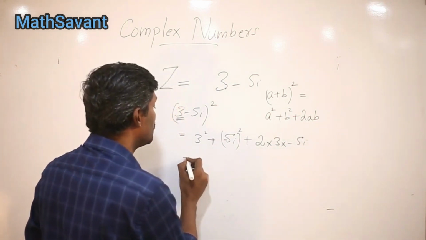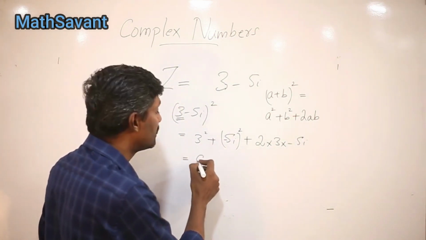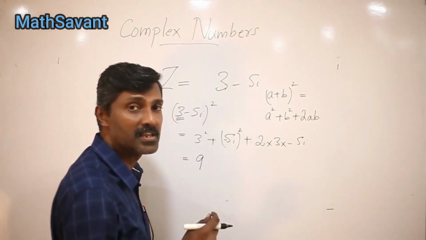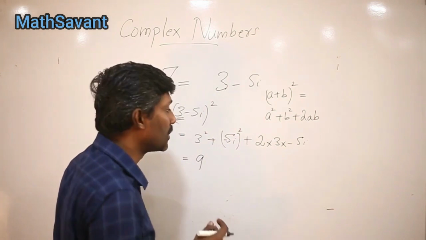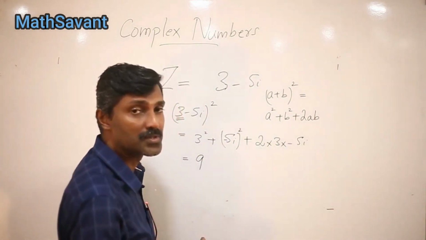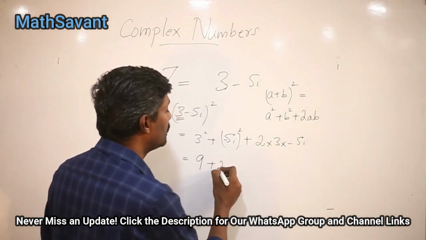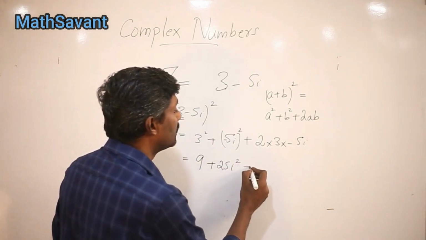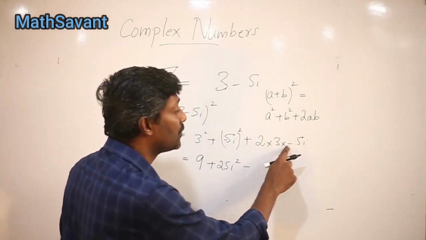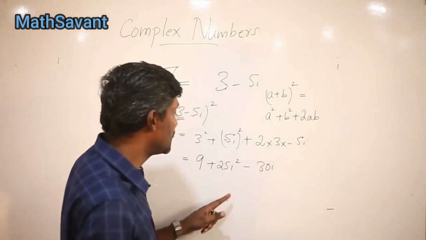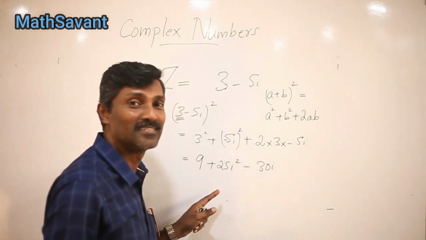So what do I get? 3 square is 9. And what is minus 5i the whole square? Minus 5 the whole square is 25. Okay, minus 1 square is 1. So minus 5 the whole square is 25. And then we have i square. Then 2 into 3 is 6. 6 into minus 5 is minus 30. It's minus 30i. Now tell me what is the value of i square?